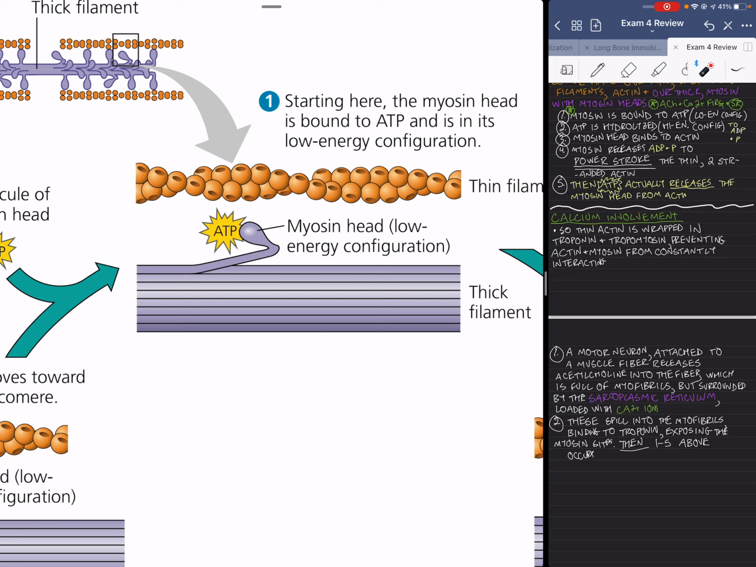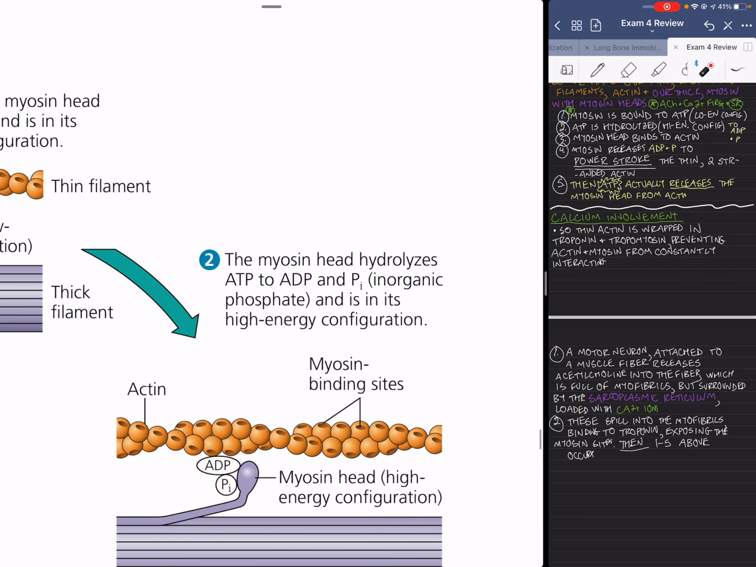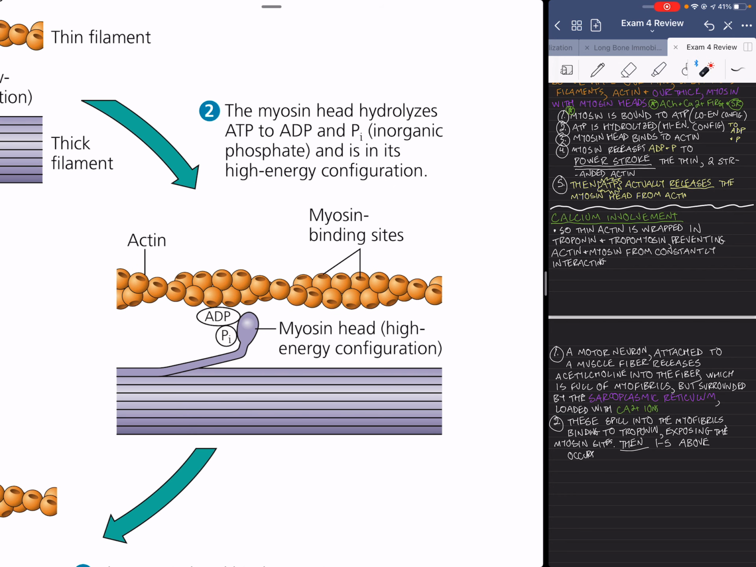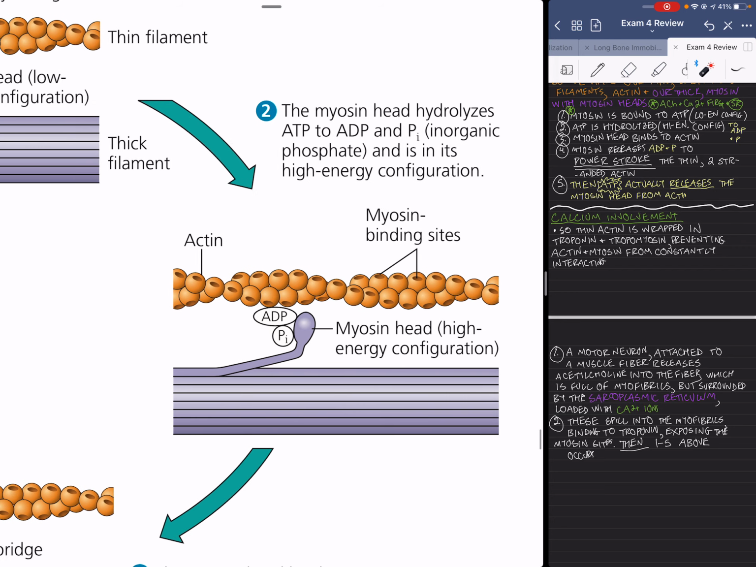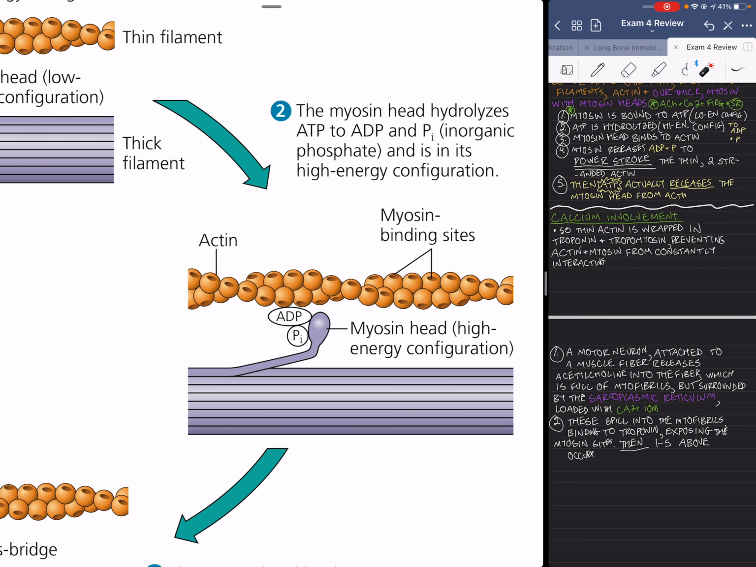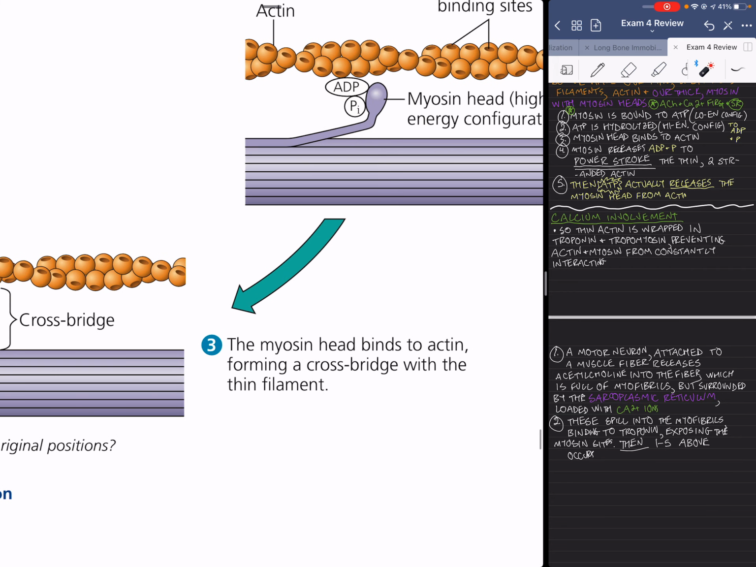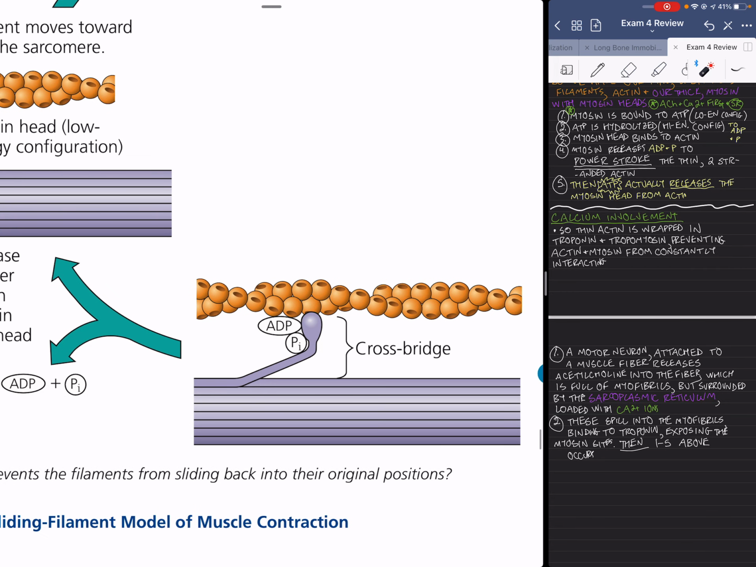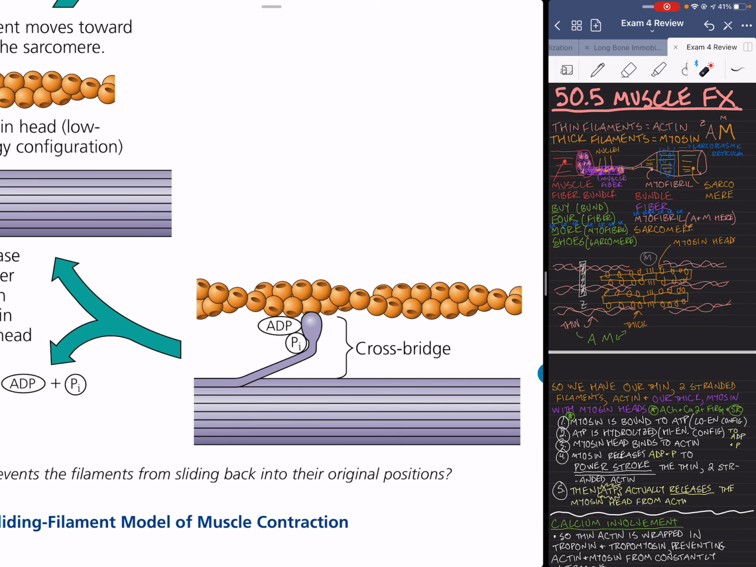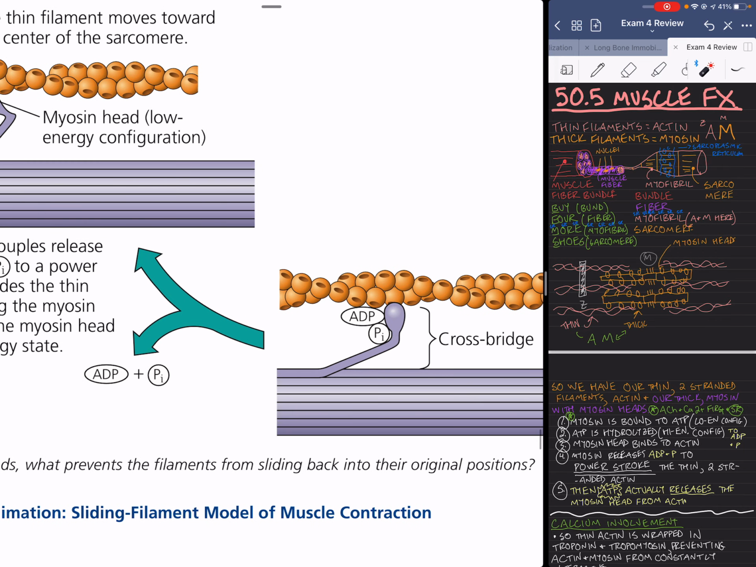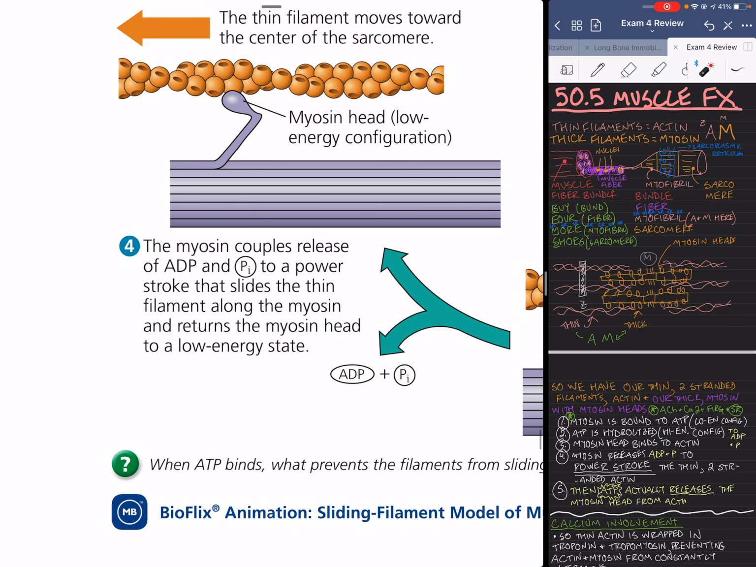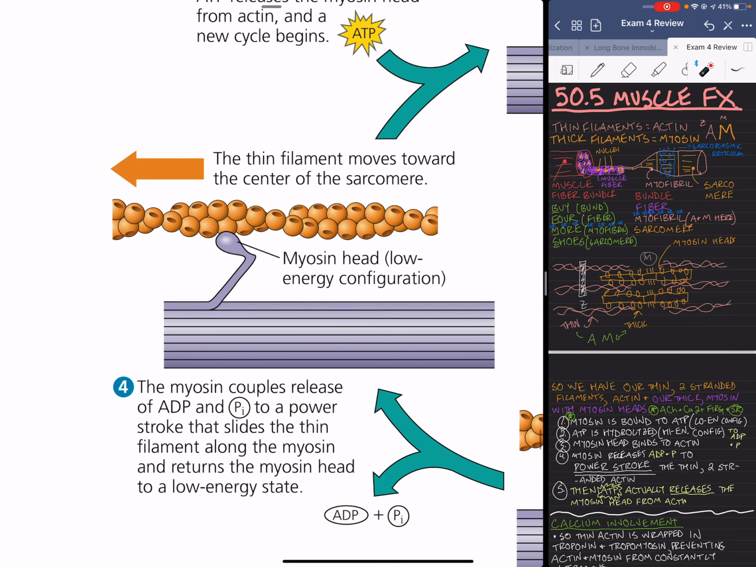What happens is that ATP needs to be hydrolyzed into ADP and inorganic phosphate, which is exactly what happens here. So ATP goes away and it activates this myosin head. The ATP is being used, and now we have the ADP and inorganic phosphate. So now we're ready to go. We are in this high energy configuration, and we can make this cross bridge with our thin actin filament. Then once that happens, we get rid of the ADP and the inorganic phosphate, we release it, and that powers the power stroke that pushes the actin filament.